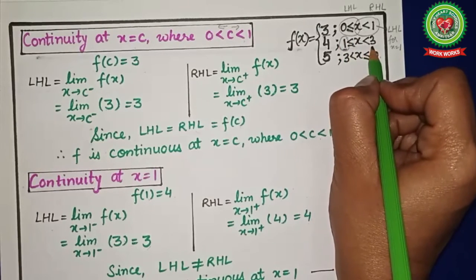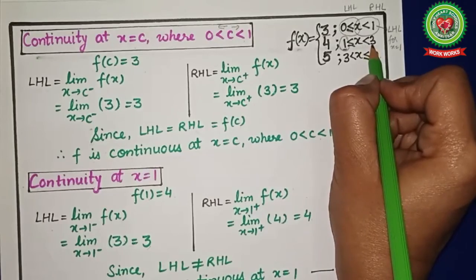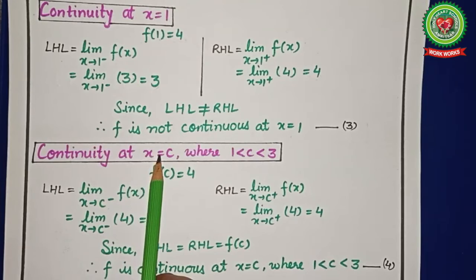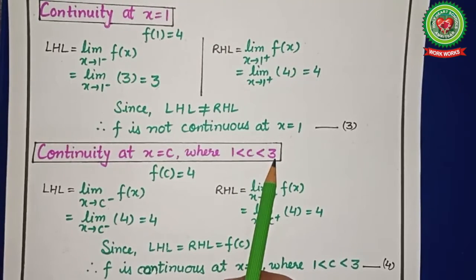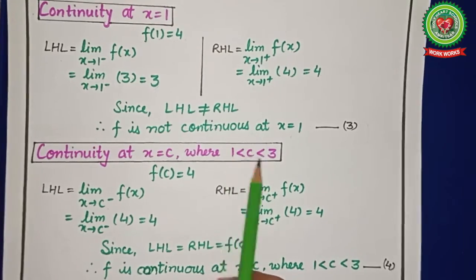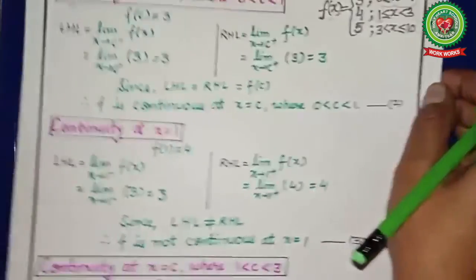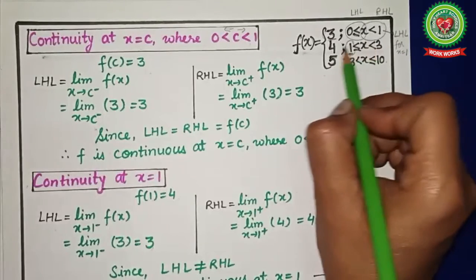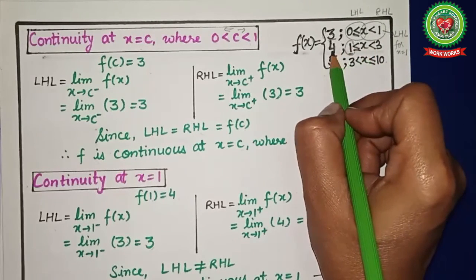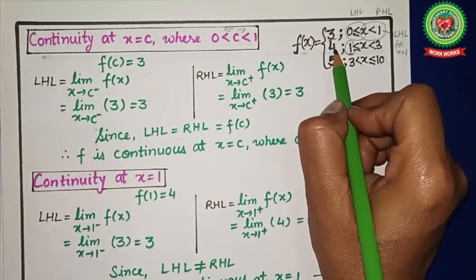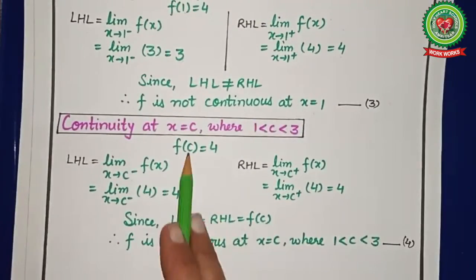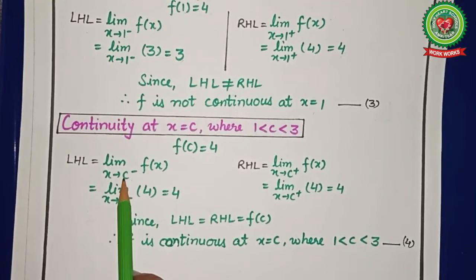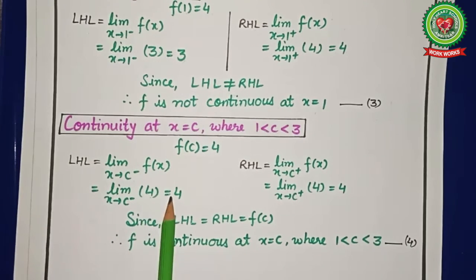Now the next interval is 1 to 3. Take any point in between them, that is point c. So we check continuity at x equal to c, where c lies between 1 and 3. When the value lies between 1 and 3, you can see from the given function that the answer is 4. So the left hand limit is 4, the right hand limit is also 4 and the value of the function is also 4.